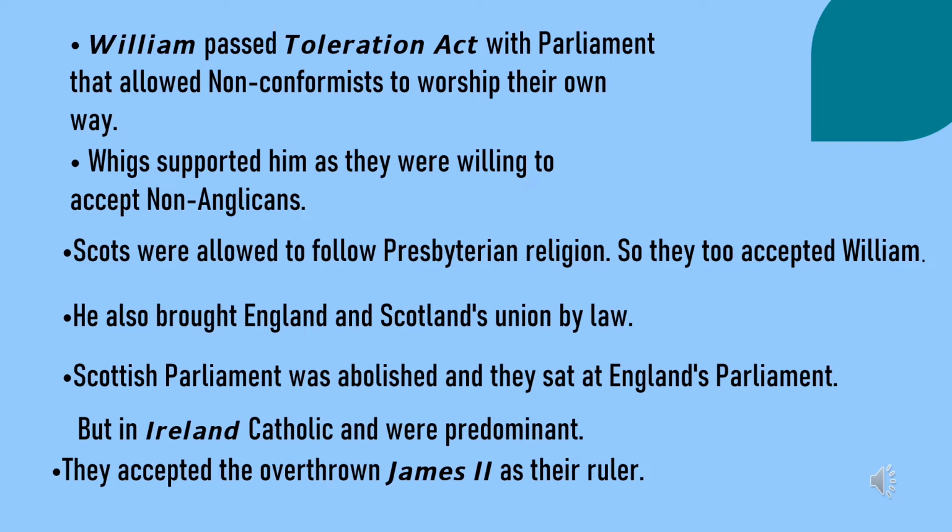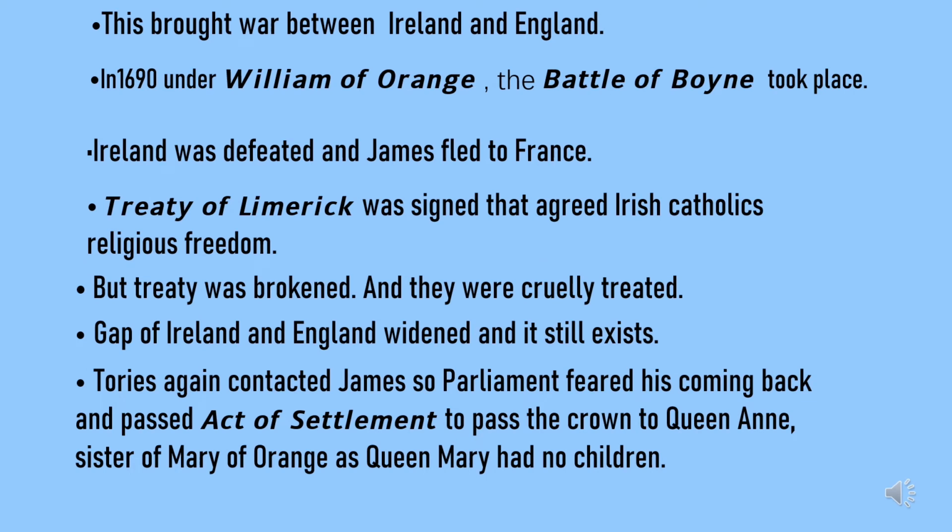But in Ireland, the Catholics were predominant, so they accepted the overthrown James II as their ruler. This difference brought war between Ireland and England, and later, in the 1690s, the Battle of the Boyne took place under the leadership of William of Orange, and Ireland was defeated and James II fled to France. After this, the Treaty of Limerick was signed in 1691. By this treaty, the conflict related to the Nine Years' War, 1688 to 1697, ended.